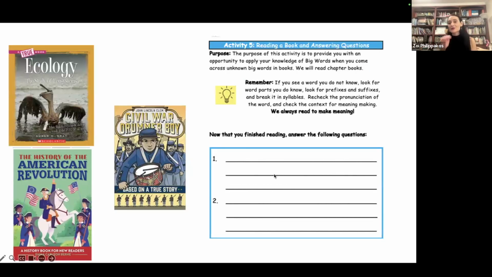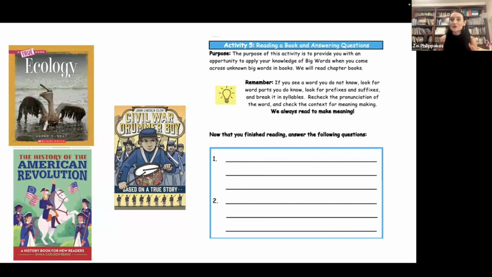So the students in the student book will see this in the section on reading the book, where it will tell them that the purpose of the activity is to provide opportunity to apply the knowledge of big words reading when you come across unknown big words. We will read chapter books. Remember, if you see a word that you don't know, look for parts that you know.